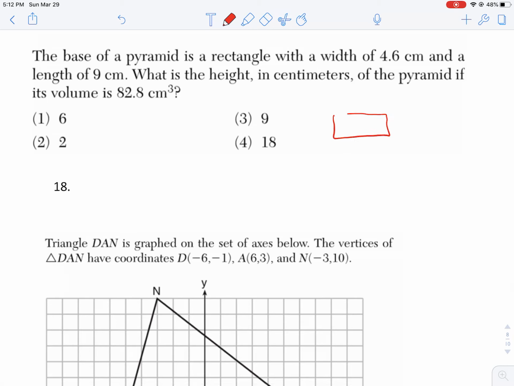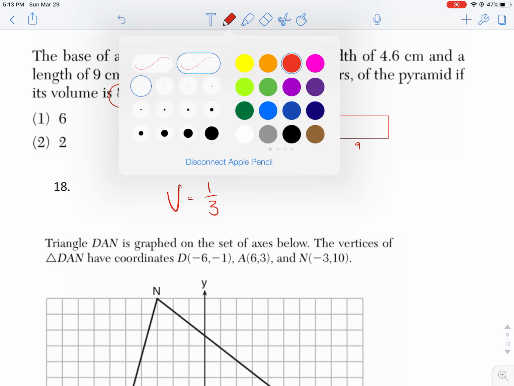Okay, that means, sorry, the base of our pyramid is a rectangle with a width of 4.6 and a length of 9. This is in centimeters. So it says, what is the height in centimeters of the pyramid if the volume is 82.8? So let's remember, let's write down how to find the volume of a pyramid.